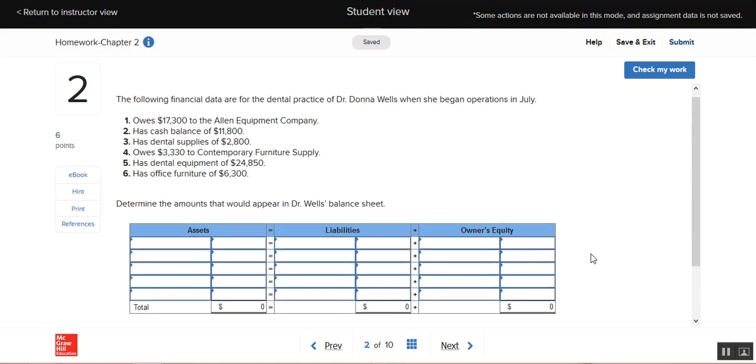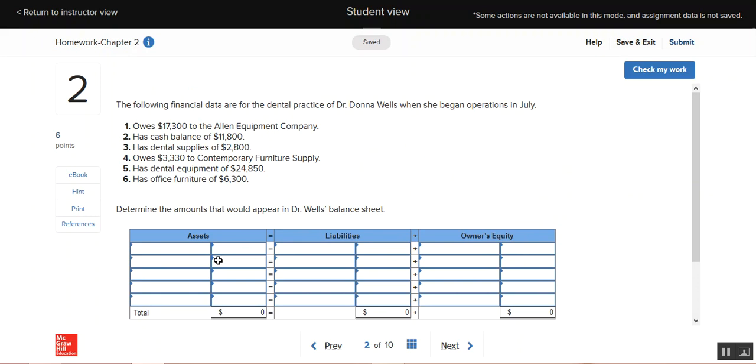Wells' balance sheet. So to do these, and there's several of these that are similar in the homework, we've got the basic accounting equation, assets equals liabilities plus owner's equity. So here's our equal sign. That just means that everything that's over here should equal the sum total of everything that's on the right side of the equal sign. So we're going to have to work within that equation.